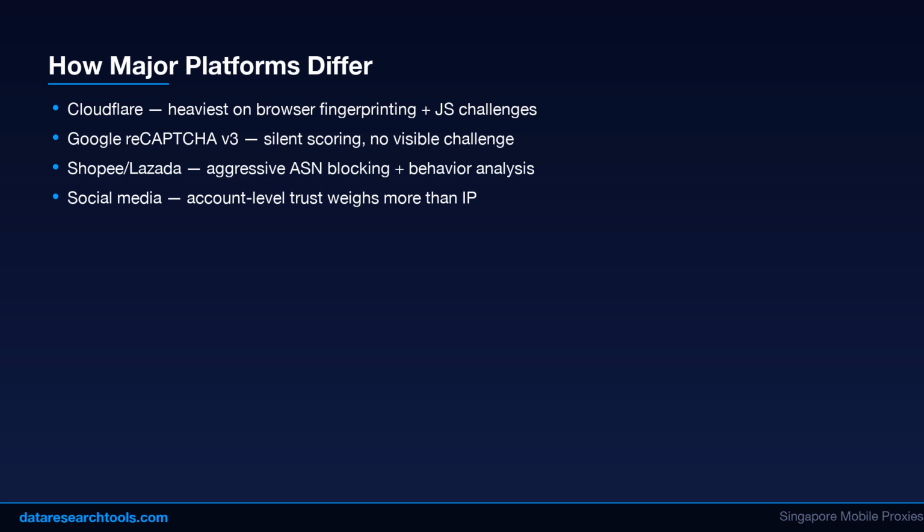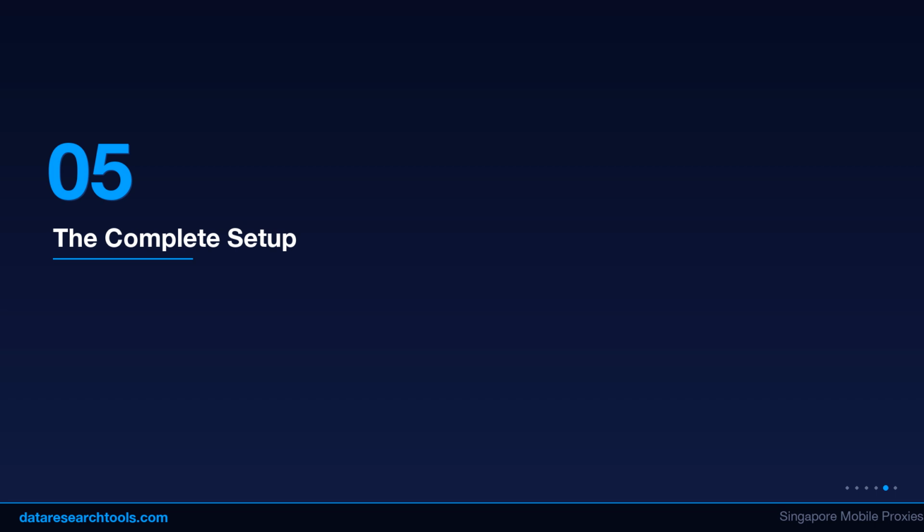Match the proxy geography to the target platform's expected user base. If you're scraping Shopee Singapore, use a Singapore carrier IP. For account-based work, use sticky sessions so the IP doesn't change mid-session. Browser and device layer setup: for account-based work, use an anti-detect browser with a realistic, stable browser profile per account.